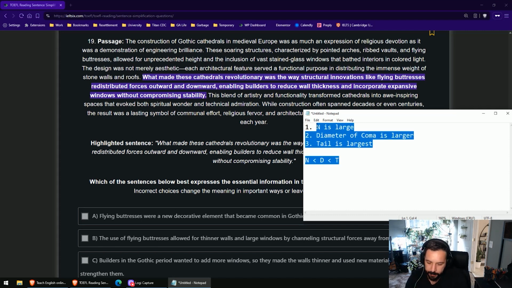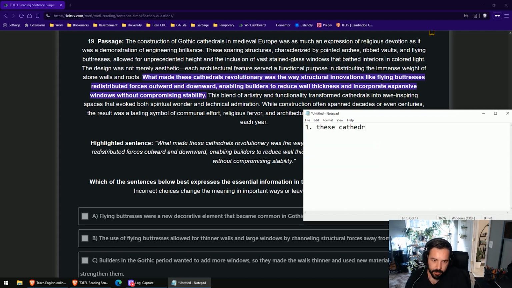Now, 1. These cathedrals were impressive. 2. Not really impressive, but that's my way of summarizing it for myself to make it easier. You can also have your own way of summarizing things, as long as it doesn't change the information, it's fine.